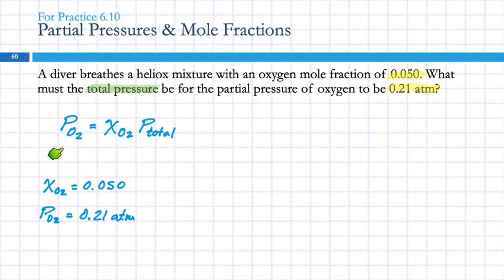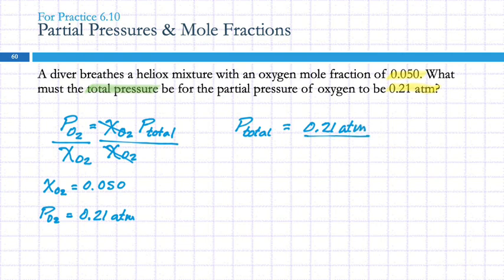So we're going to take this equation and we're going to rearrange. We're going to solve for P total, divide by mole fraction of oxygen. And those will cancel out. And so the total pressure needs to be the partial pressure divided by the mole fraction. Or 4.2 atmospheres. Any questions?